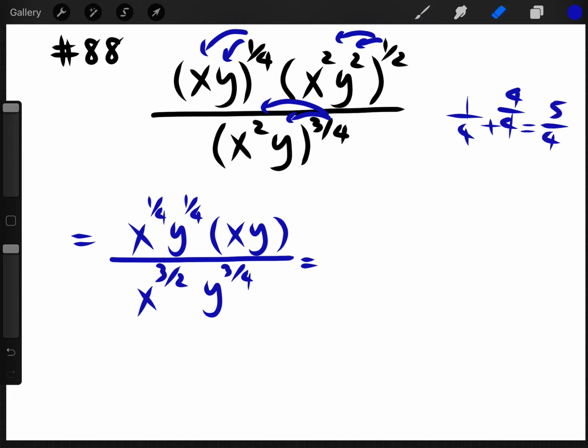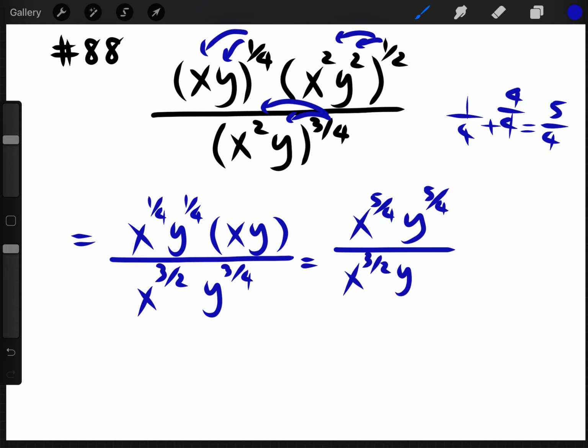So I'm just going to write x to the 5 over 4. It's the same thing for the y, so it's going to be 5 over 4, over x to the 3/2, y to the 3/4. Now the next thing I want to do is rewrite this. The 3/2 with the same denominator is going to be 6 over 4.